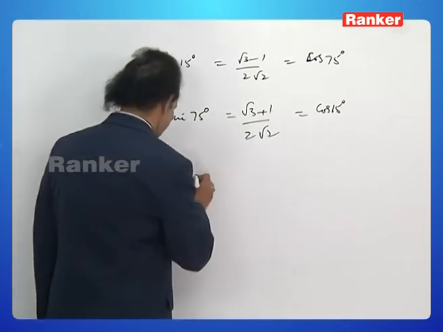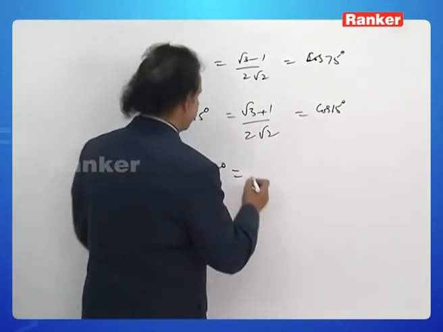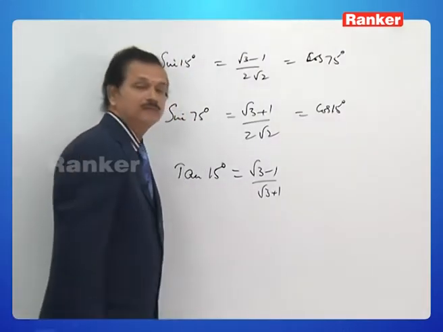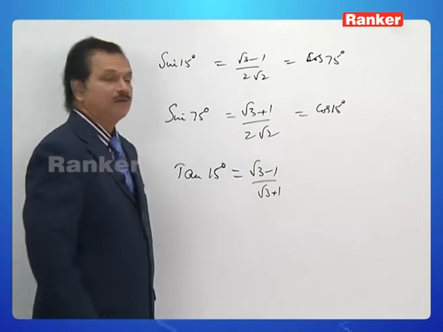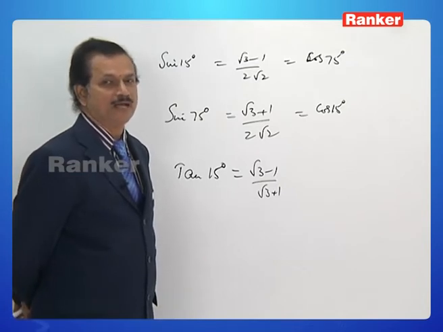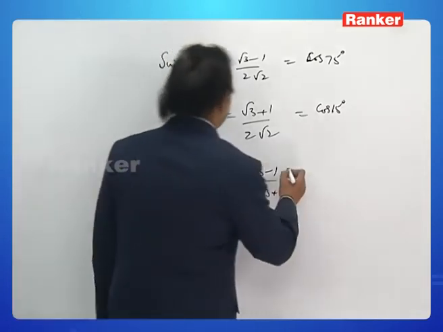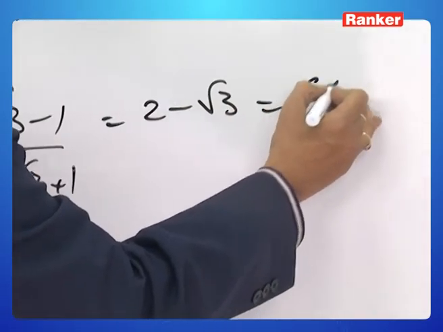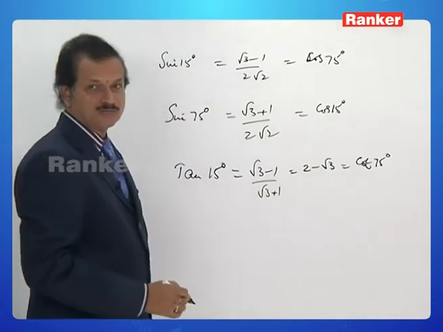Next one, tan 15. What do you mean by tan 15? Sine 15 by cos 15. That is root 3 minus 1 by root 3 plus 1. Rationalize the denominator. If it goes to the numerator, then it becomes root 3 minus 1 whole square by 2. 3 plus 1 minus 2 root 3 by 2. That is 4 minus 2 root 3 by 2. Hence it is 2 minus root 3. The same can be cot 75 because 15 degrees and 75 degrees are complementary.